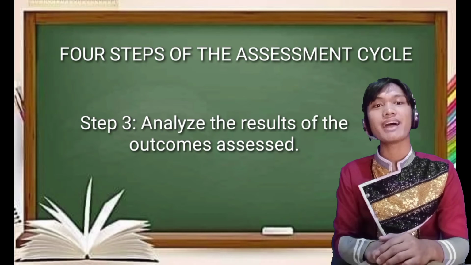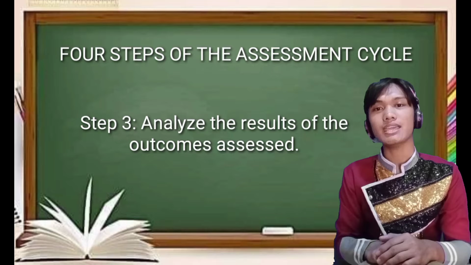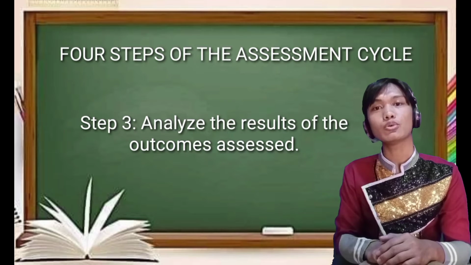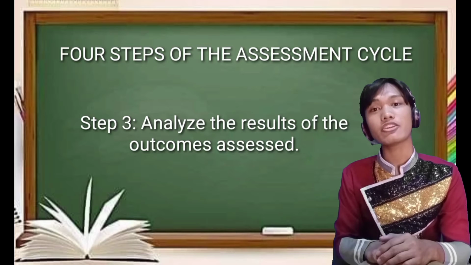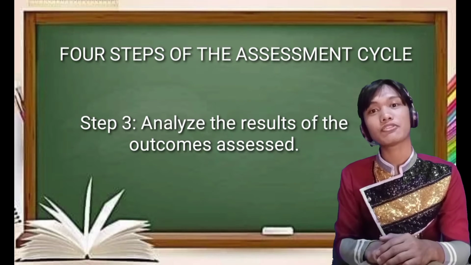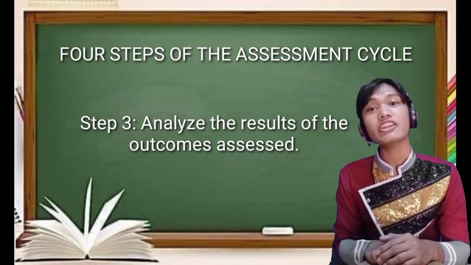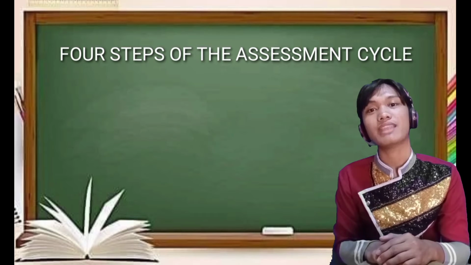Step number 3, analyze the results of the outcomes assessed. Meaning to say, you are not only going to give a grade to your students, but rather make a judgment. Maybe your students failed to meet the learning outcomes, or your students successfully met the learning outcomes you created that you want to obtain from them.